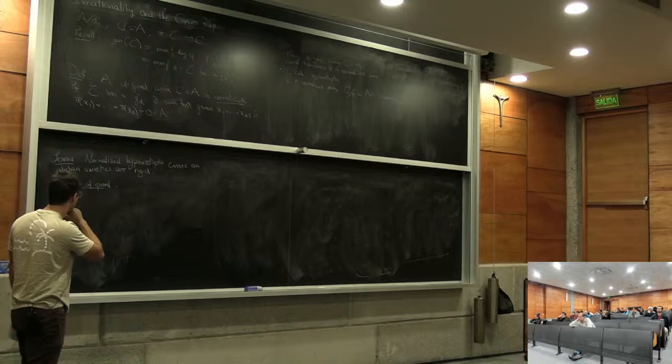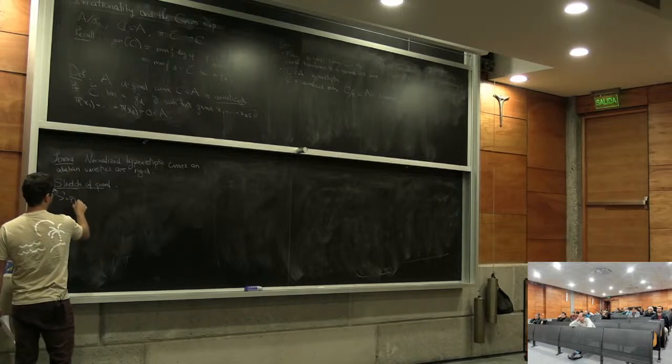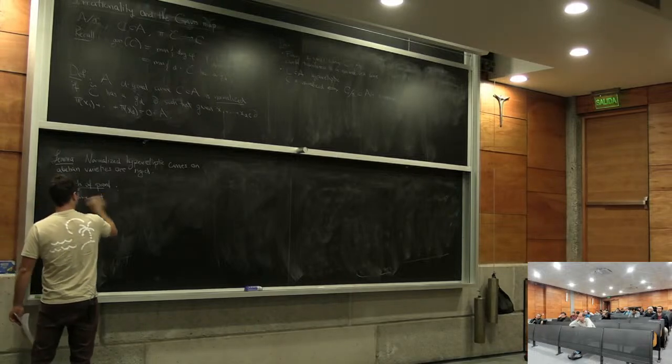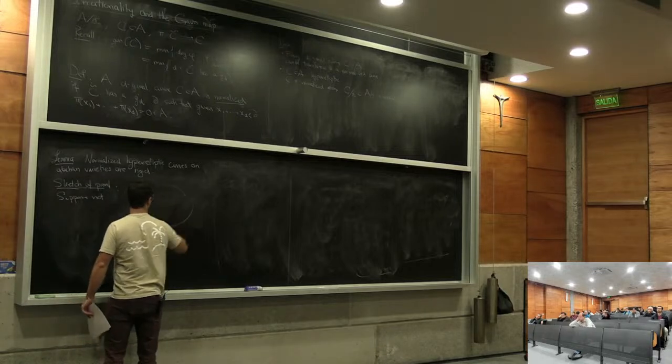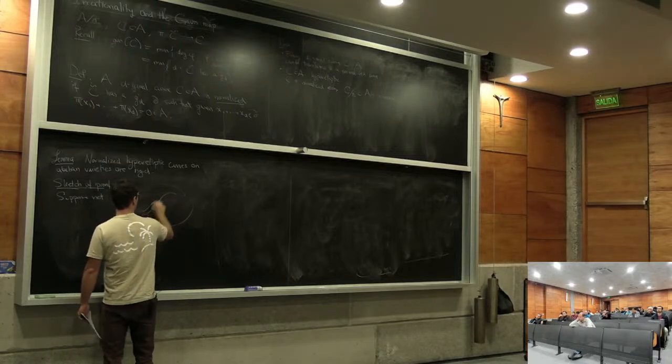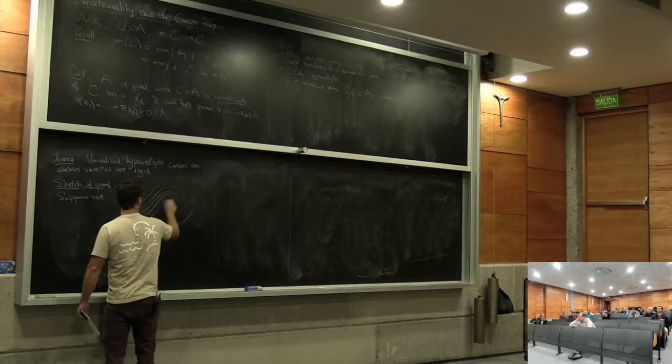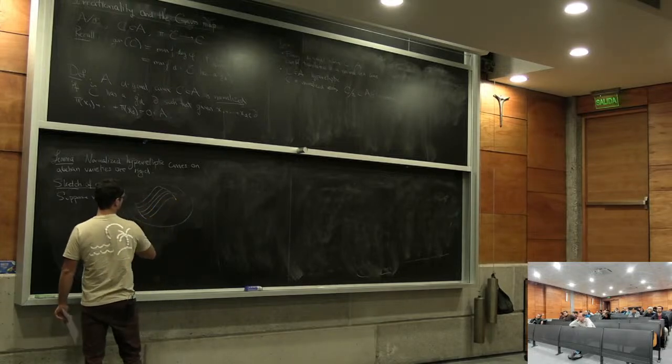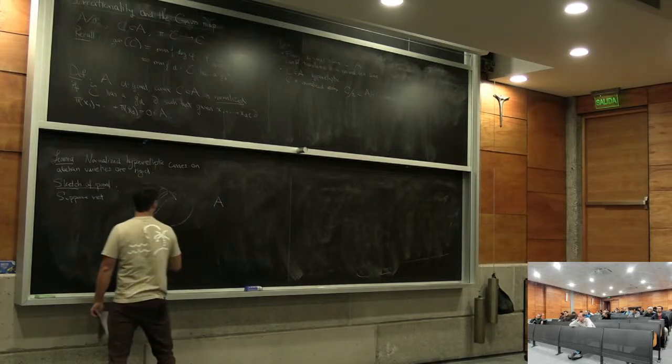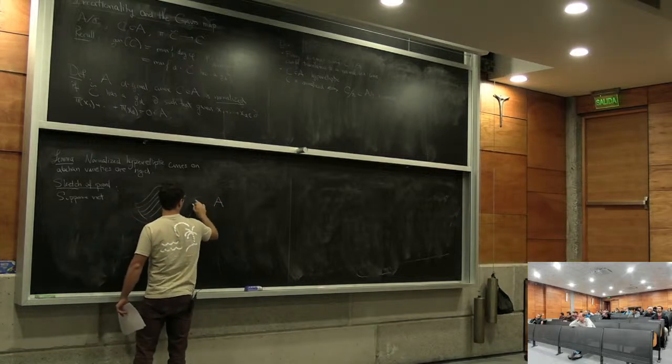Okay, so what's the situation? So suppose not. So you have your abelian variety, you have your hyperelliptic curve, and you can deform it in, let's say, a one parameter family. Right, so you get your A, and you get a surface S inside of A.